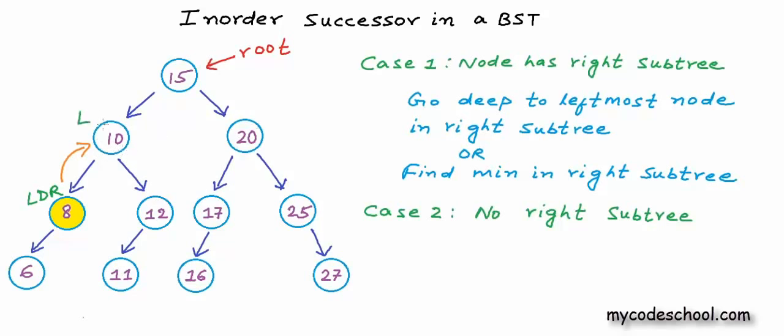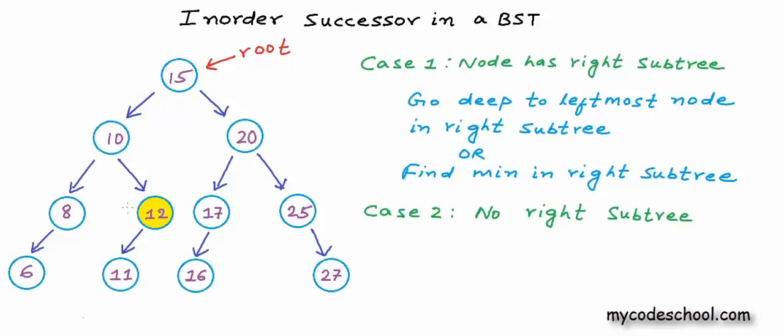For this node with value 10, we just finished its left subtree and we are coming back. So now we can visit this node. So this is my successor. Let's now pick another node with no right subtree. What would be Inorder successor of this node with value 12? What node would we visit next?